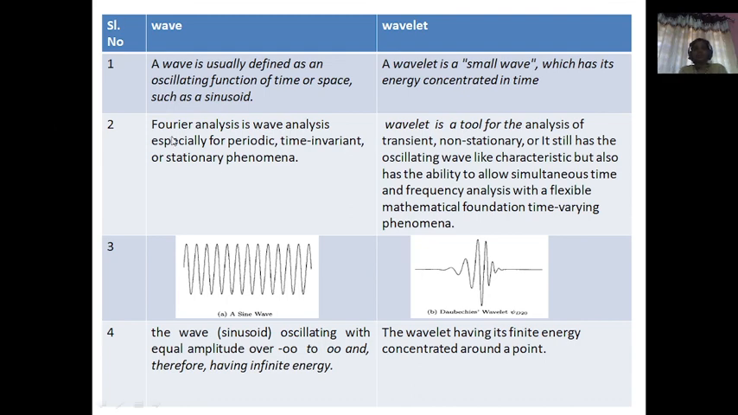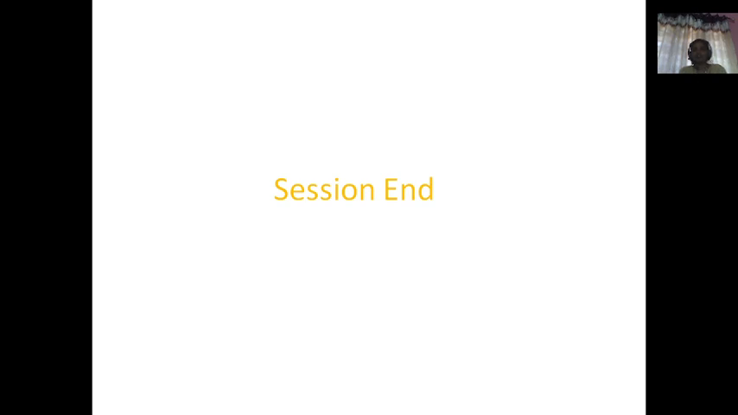Then the properties we mentioned in points 1 and 2 are observable in the graphical representation of the wave and wavelet. The wave oscillates with equal amplitude from minus infinity to plus infinity and therefore has infinite energy. The wavelet has finite energy concentrated around a point. With this we will wind up the introductory part of the wavelet transform.